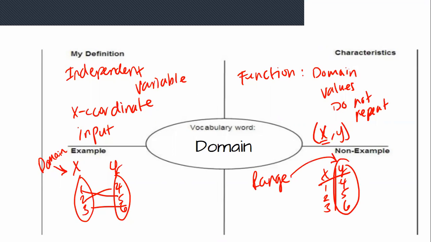Okay, so that's how a Frayer model works. It's all based on your definition, what you need to know, your keywords, and all that. Okay, so outside on the walls, I gave you the technical definition. I give you an example, but what you identify as the characteristics and what your non-example is may not be the same as the person next to you.